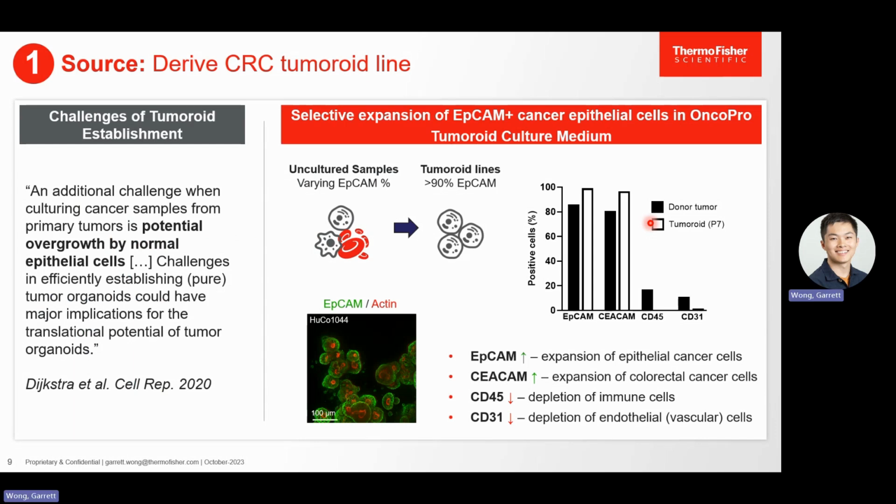Some commonly used protocols use media systems adapted from healthy organoid media systems, which may lead to overgrowths of normal epithelial cells, making pure tumoroid line establishment more difficult. The OncoPro media system used in this workflow selectively expands EpCAM-positive cancer epithelial cells. And even when we start with a mixed population of cells from a tissue resection, these tumoroid lines can have a greater than 90% EpCAM-positive cells while retaining their donor-specific characteristics, as you've seen in this figure.